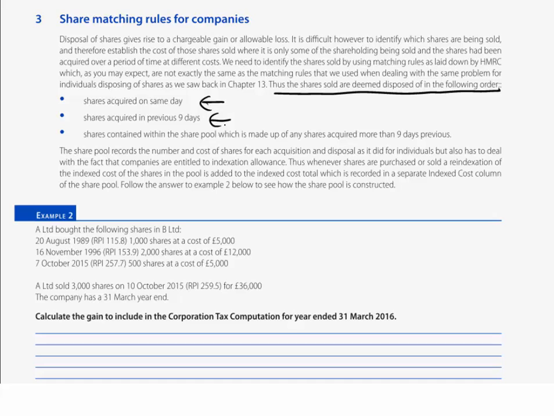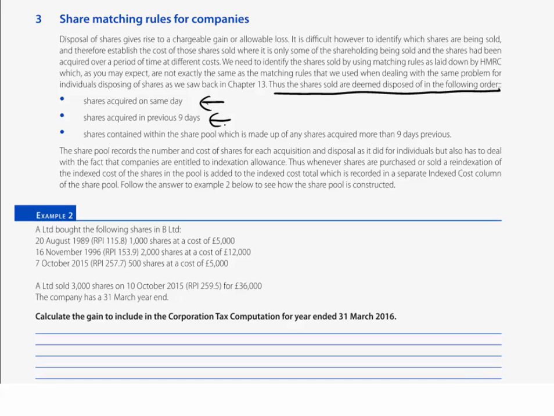Now there, of course, you're going to have to sort out of the total number of shares sold, how many relate to that individual acquisition in the previous 9 days. Work out how much of the proceeds belongs to that sale, and then relate it to that cost, and calculate, again, your gain or loss. Now that calculation is not going to require indexation allowance. It will simply be a straightforward comparison of proceeds, less selling expenses if there are any, but proceeds with cost.